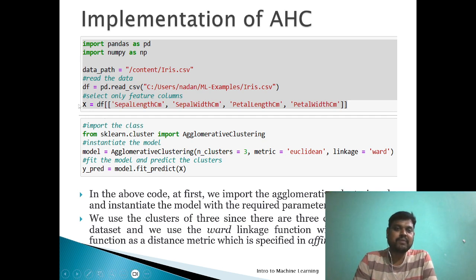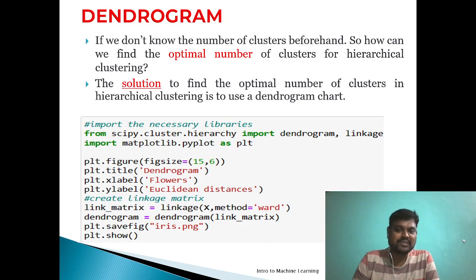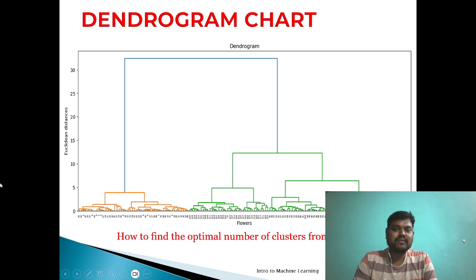So here is the implementation part for hierarchical clustering. I have imported the packages pandas and numpy, right? And I have given the data path. Pandas will read the file. I have to implement agglomerative clustering from the Python sklearn package, right? I have given the cluster number 3, metric Euclidean distance, and the linkage function is Ward, right? And the model will predict the structure. See, this is the dendrogram chart generated by the model, right?